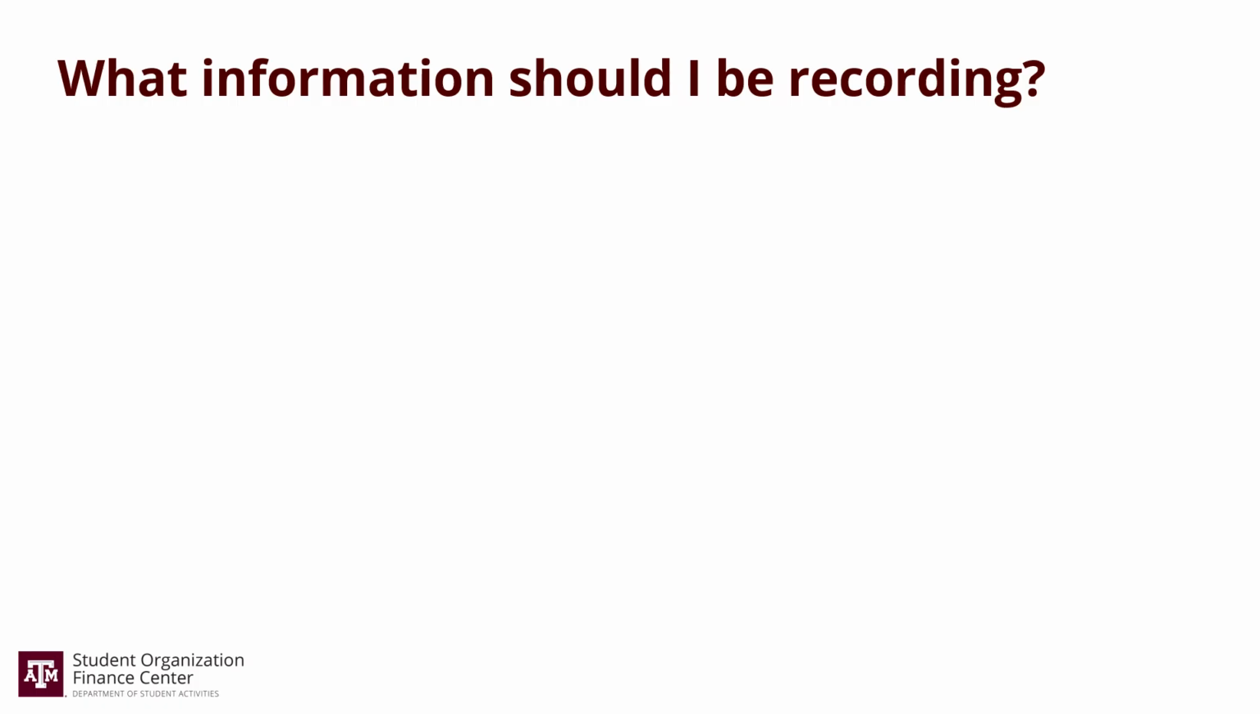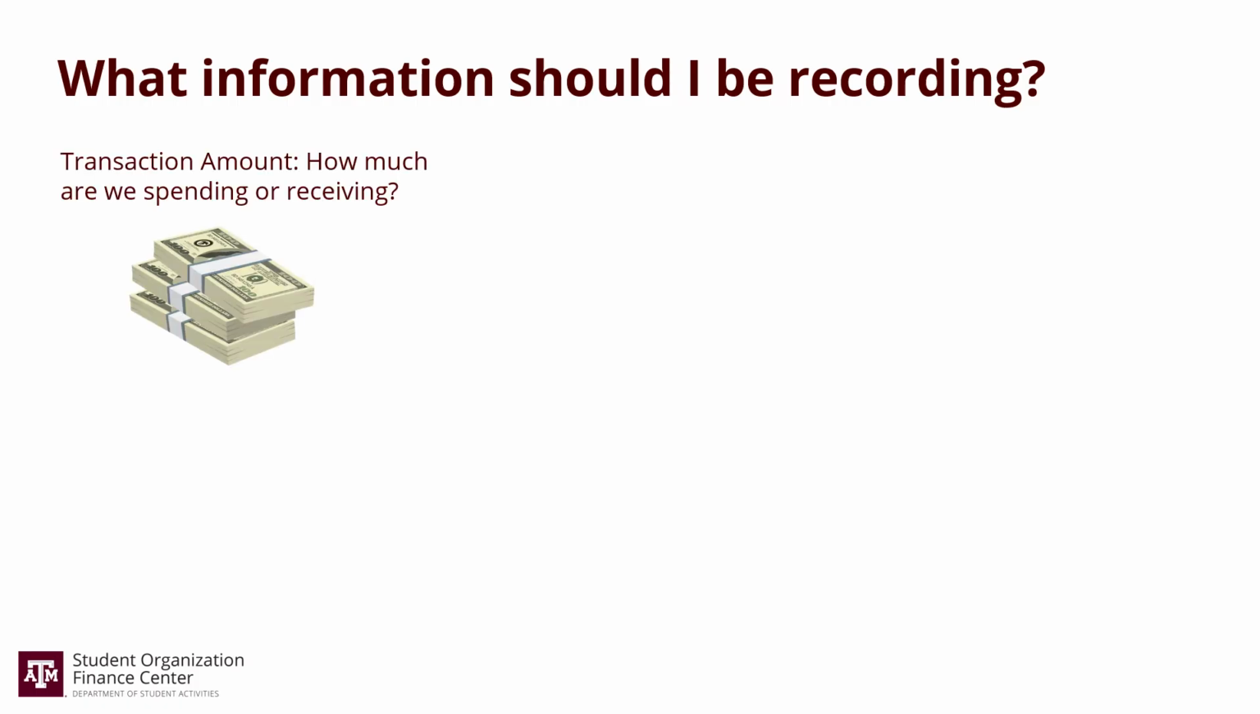Now that you have a basic understanding of what financial transactions entail, let's cover what information we should be recording on our ledger. The term ledger simply means a running list of all financial transactions. First and foremost, we need to record the transaction amount. How much are we spending or receiving? To keep accurate running account balances, we need to know how much is being taken out of our account or how much is being added for every transaction.